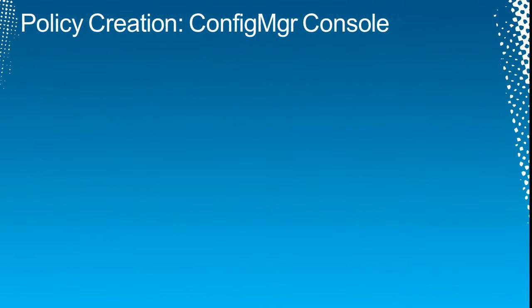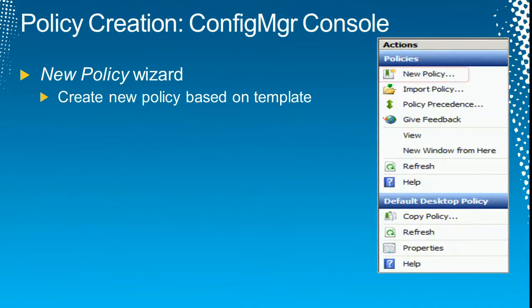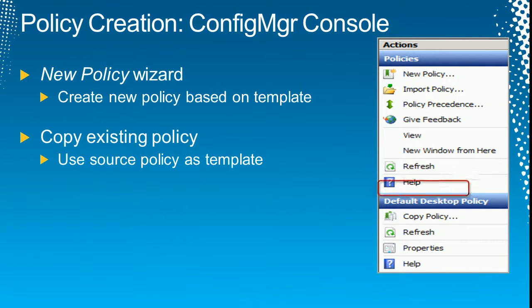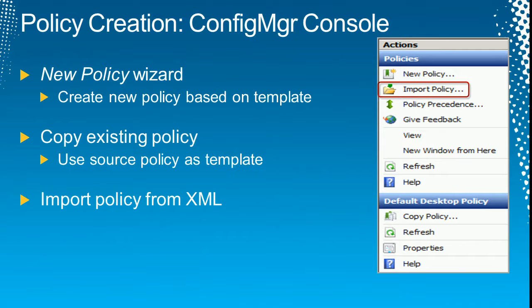So policy creation in the Config console is pretty straightforward. There's a new policy wizard that creates new policy based on templates. We've done a lot of work in templates with this release. We start off with three basic templates. You can use one of the templates, or you can copy an existing policy and use it as a source, as a template. Or you could import a policy from an XML file and use that as a template to start with.